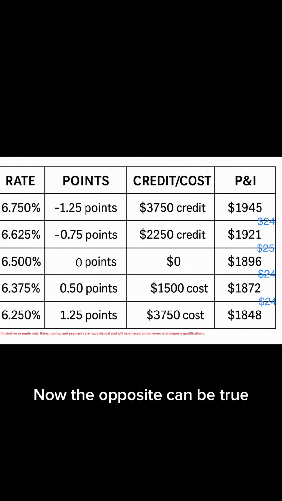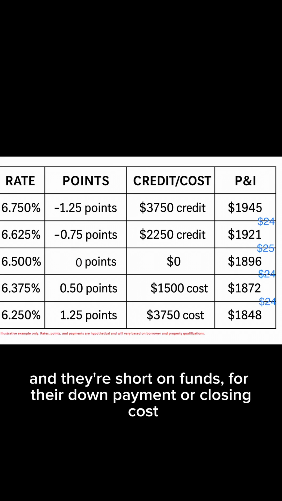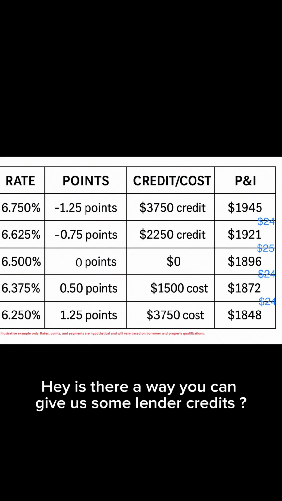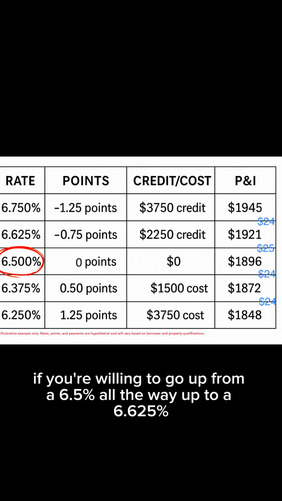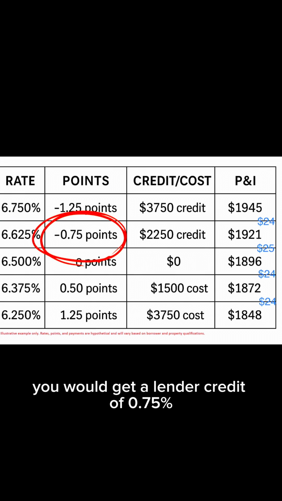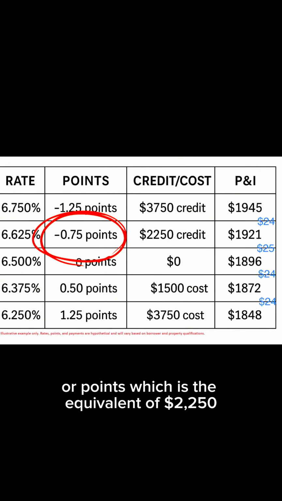Now, the opposite can be true, where somebody comes to us and they're short on funds for their down payment or closing costs. And they will usually ask us, hey, is there a way you can give us some lender credits? Yes, we can, if you're willing to accept a higher rate. So in this case, if you're willing to go up from a 6.5% all the way up to a 6.625%, you would get a lender credit of 0.75% or points, which is the equivalent of $2,250.